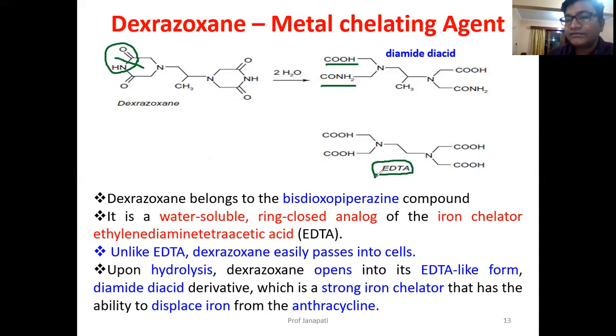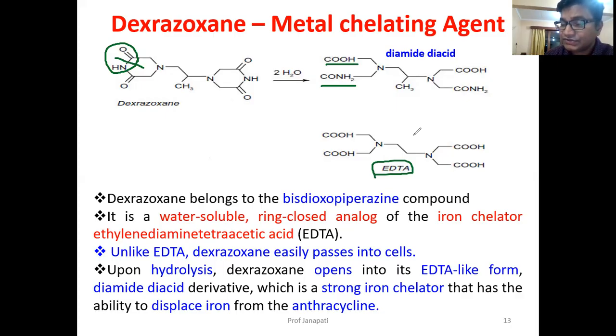So similar to EDTA, this active molecule, diamide diacid, will absorb the free radicals, and those free radicals will not affect the cardiovascular system. So that is the advantage of this. That is the mechanism of dexrazoxane. The active form of dexrazoxane is the diamide diacid, which is similar to that of EDTA. So that's why it is a chelating agent.